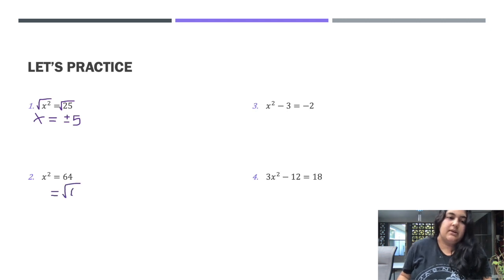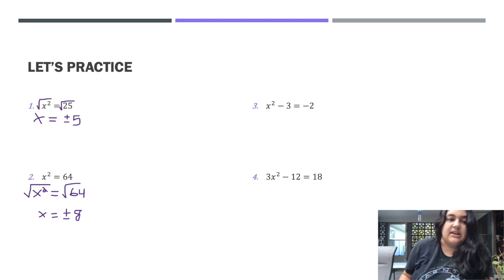Number 2, I have x squared is equal to 64. I'm going to take the square root of both sides, and what times what is going to be equal to 64? I have 2 equal factors. Hopefully you remember that it is 8. So it is going to be plus or minus 8, since I don't know if it was 2 positive 8s or 2 negative 8s that gave me that 64.